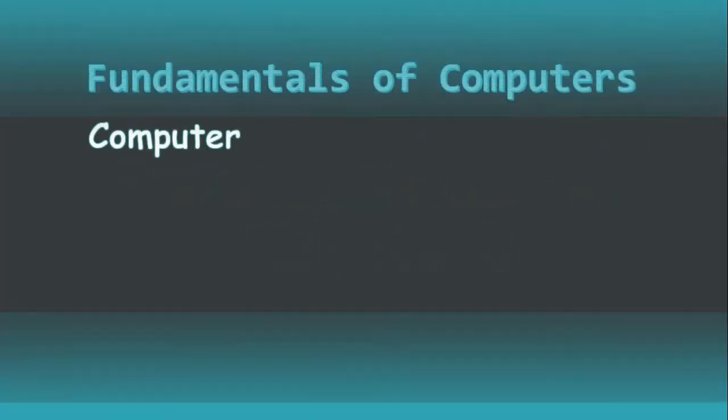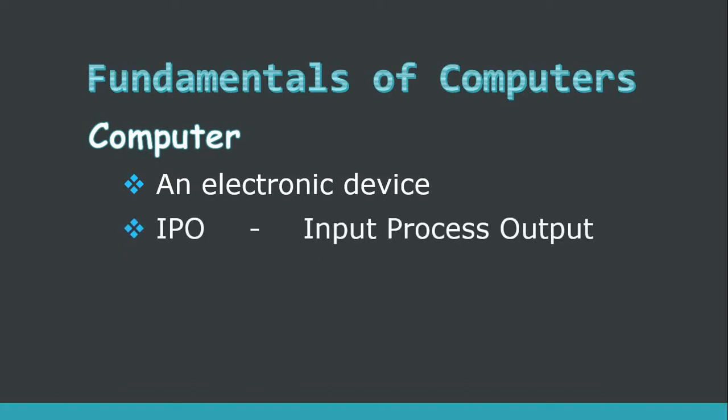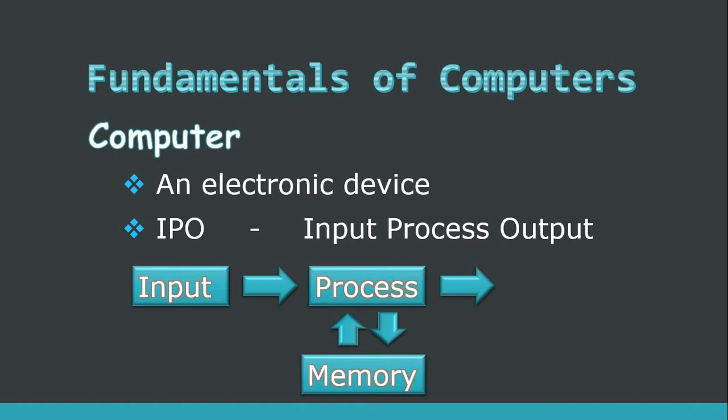A computer is an electronic device which works according to the instructions given by us. It follows the IPO cycle, that means input, process and output. The computer gets inputs from the user through the input devices, and then the data and instructions are processed by the CPU and the data stored in the memory. After that, it displays the output through the output devices.